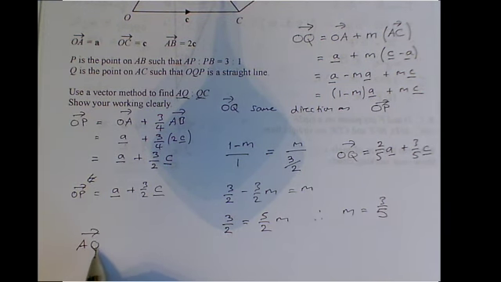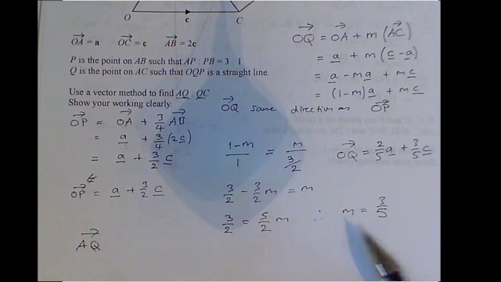So A to Q, well, we've got OQ, so I just need to take away an A from that OQ to get from A to Q, don't I? So let's do that. A to Q is going to be 2/5 of an A, take away 1A, is going to be minus 3/5 of an A. So I'm going to write this as 3/5 of a C minus 3/5 of an A.